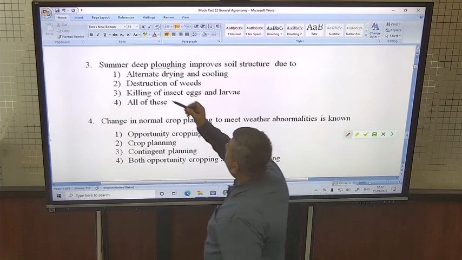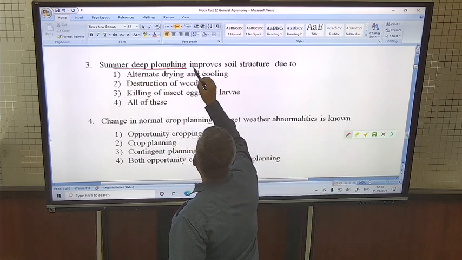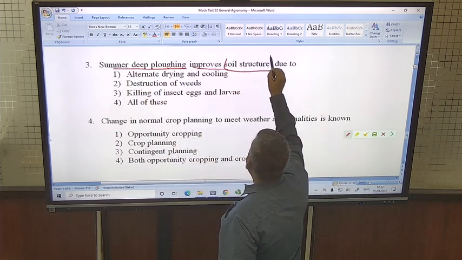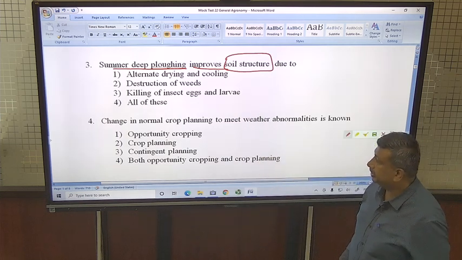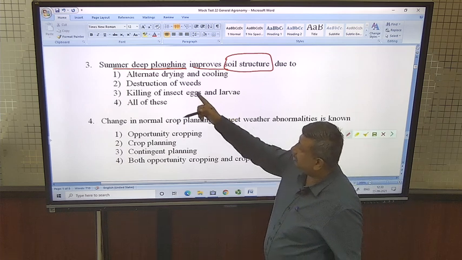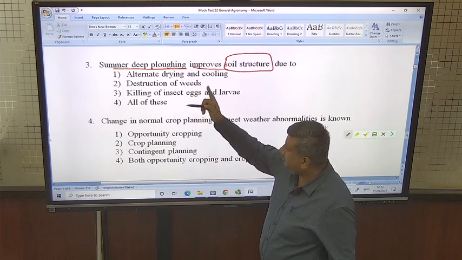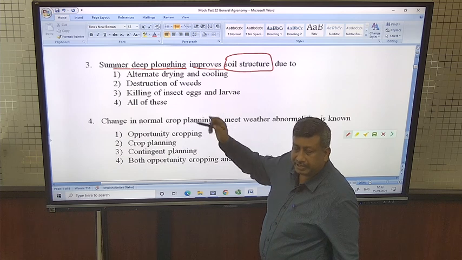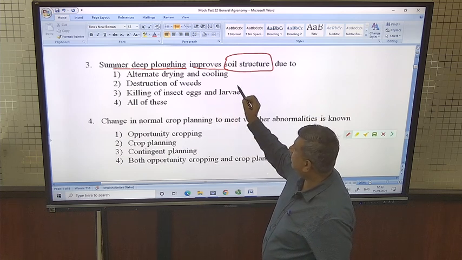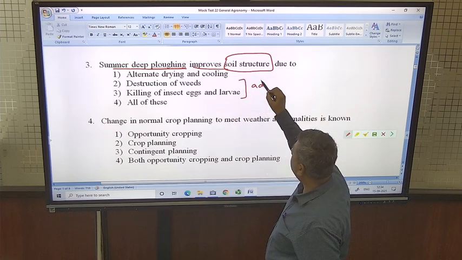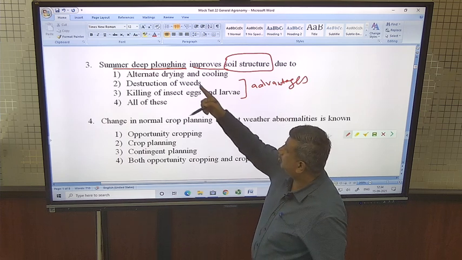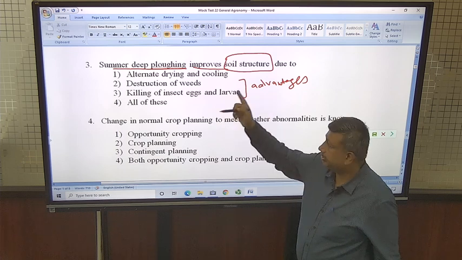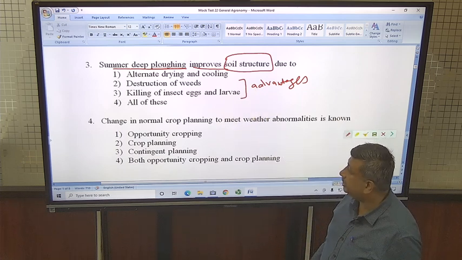Summer deep plowing improves soil structure. Here the question is related to improvement in soil structure. The advantages of summer deep plowing are destruction of weeds and killing of insects, eggs and larvae. These are advantages, but here the question is asked in relation to improvement of soil structure.